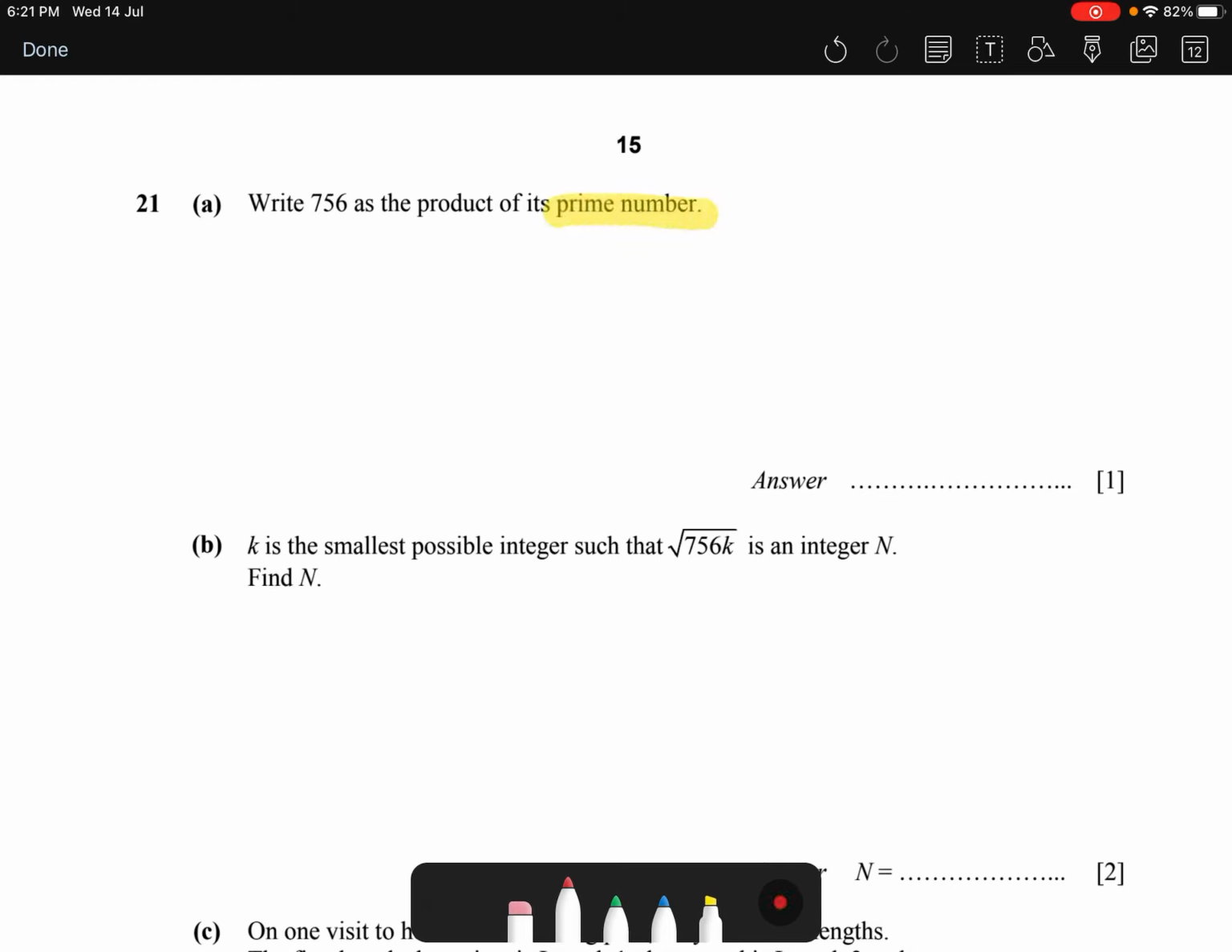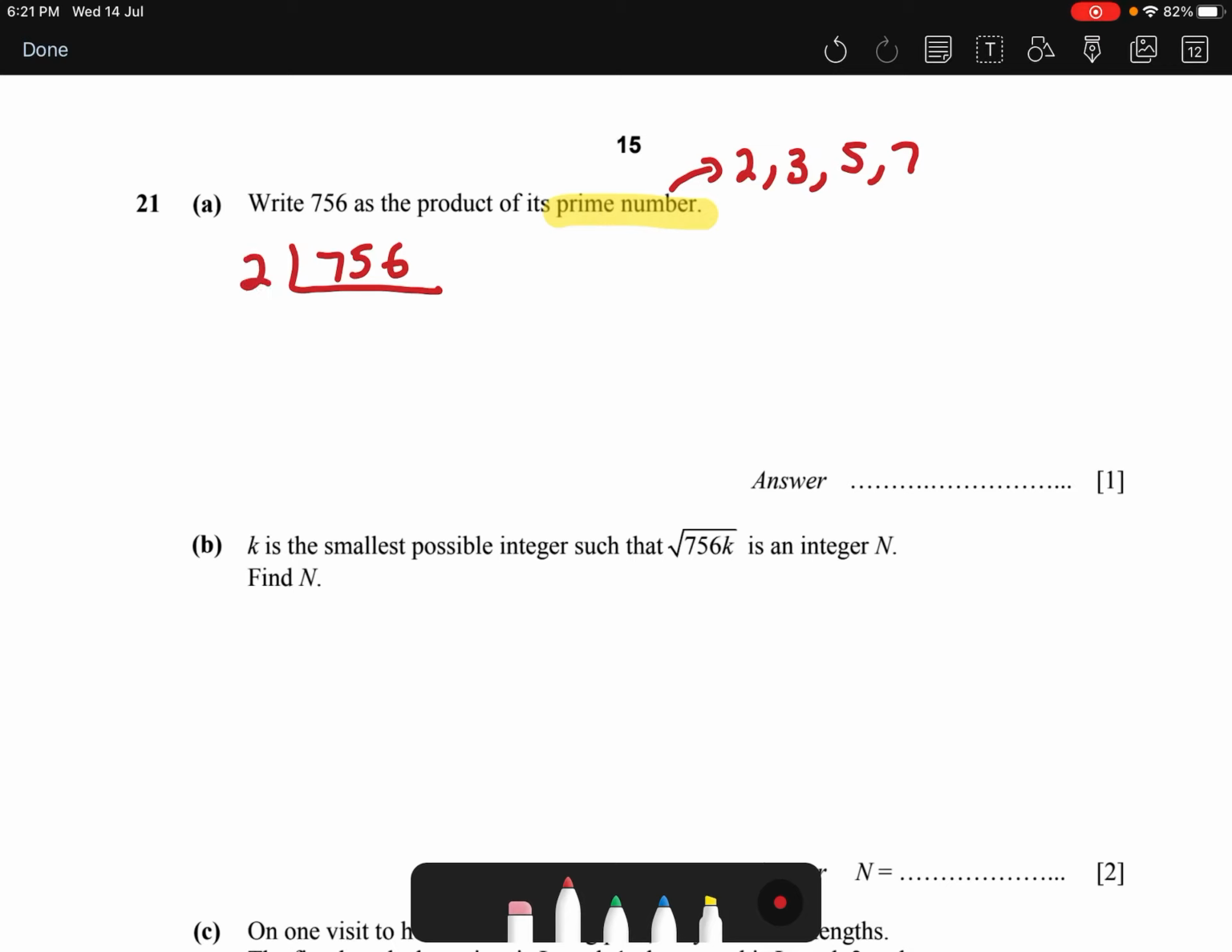So remember, prime numbers start from 2. Okay, 2, 3, 5, 7, and so on and so forth. Prime numbers can only be divided by themselves. So if I want to express my 756 as a product of prime numbers, I just divide my 756 by prime numbers, right? I'll divide until I get 1.